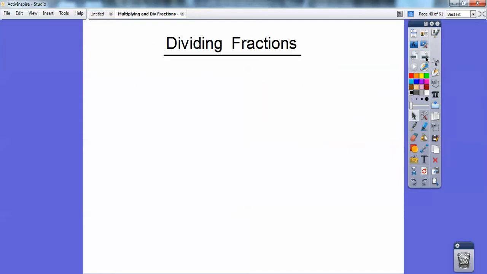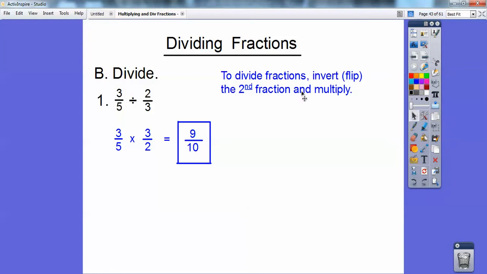Okay, so let's try some dividing fractions here, you guys. So when you divide a fraction, you just flip the second guy. They call it invert and multiply. So I'm going to invert this second one and change it to 3/2 and then multiply. All right, and then go ahead and multiply 3 times 3 over 5 times 2. I get 9/10 on that.